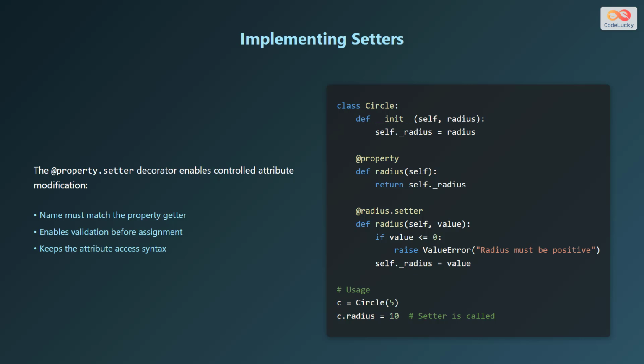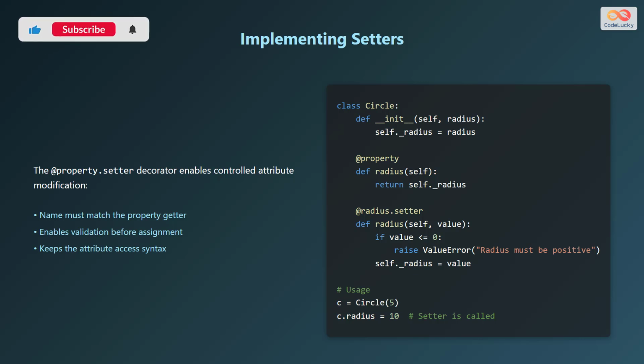The @property.setter decorator enables controlled attribute modification. The name of the setter method must match the property getter. It enables validation before assignment and keeps the attribute access syntax consistent.